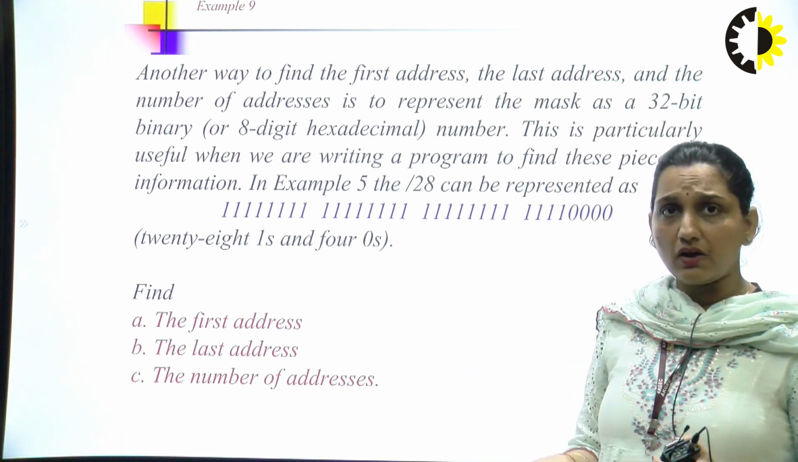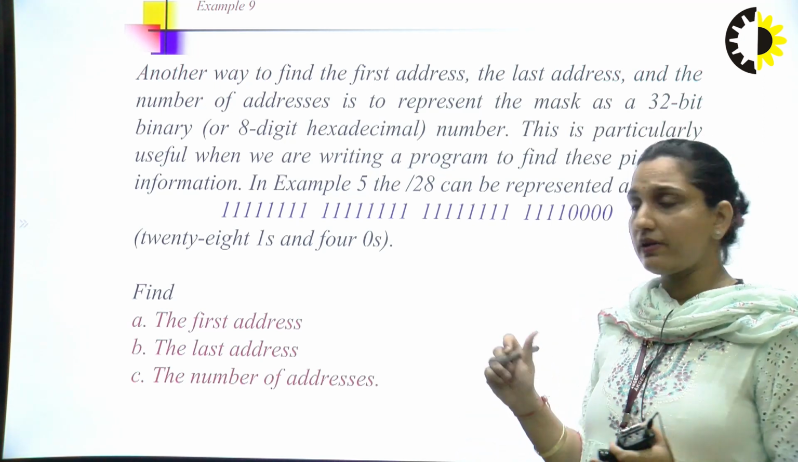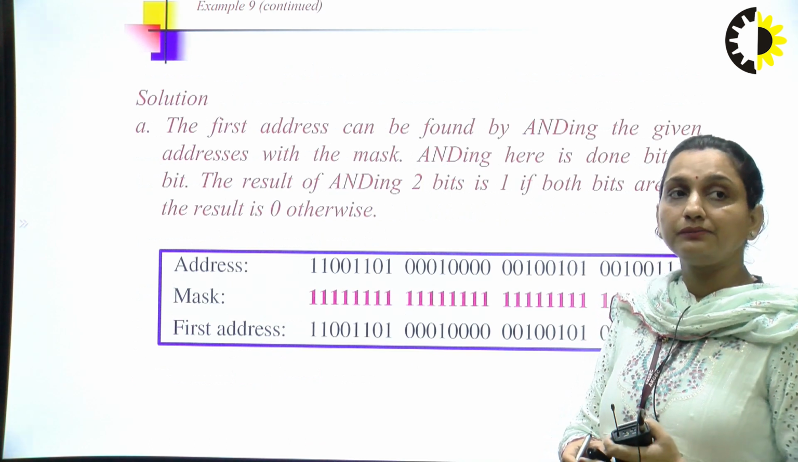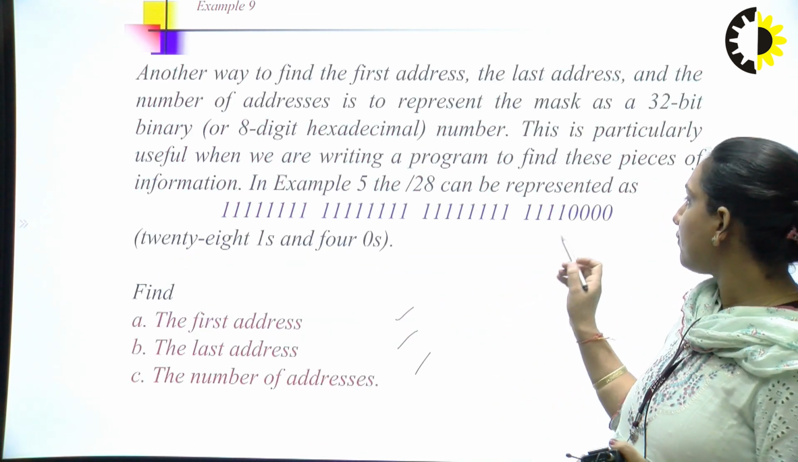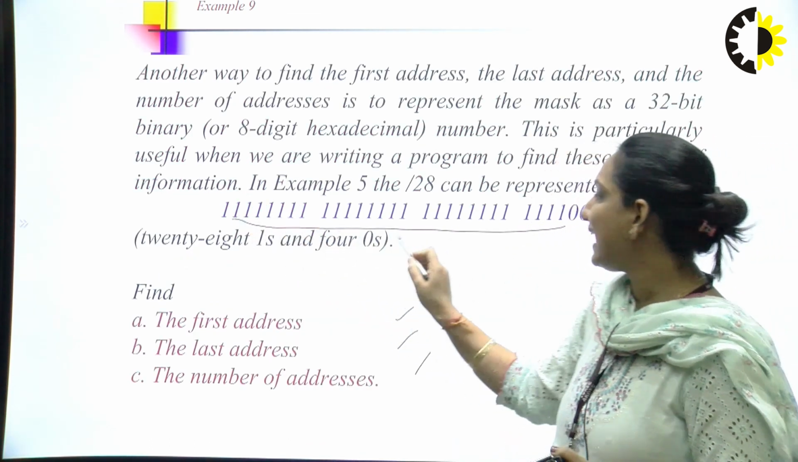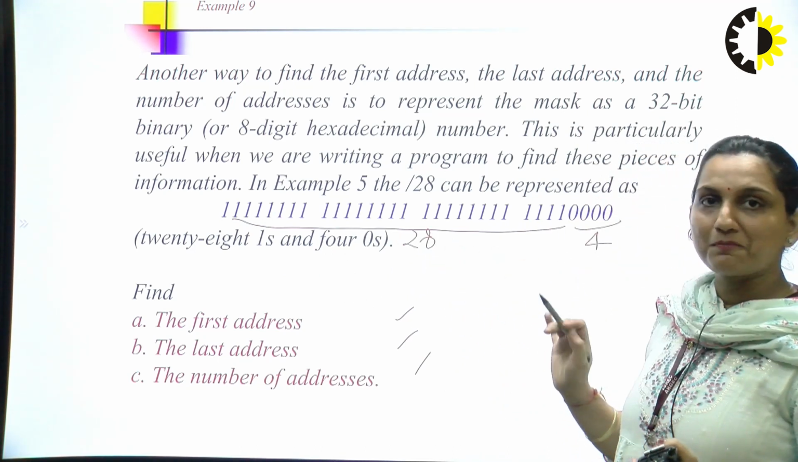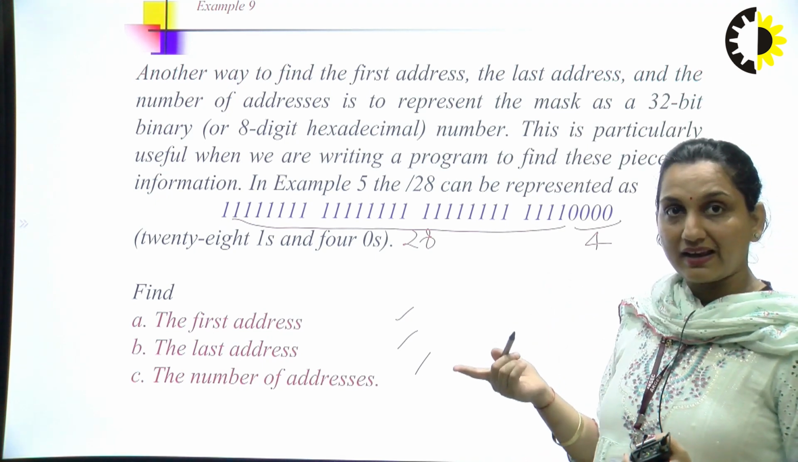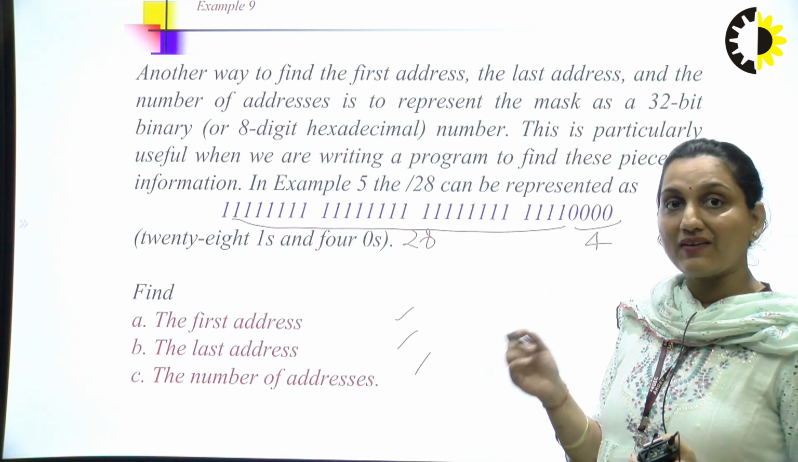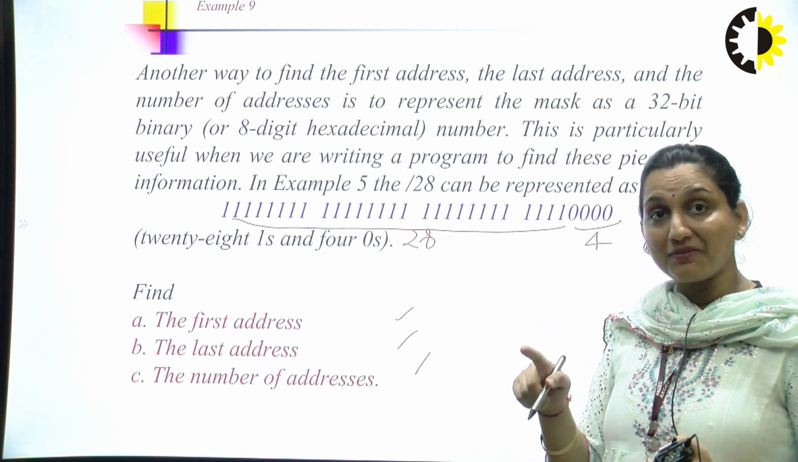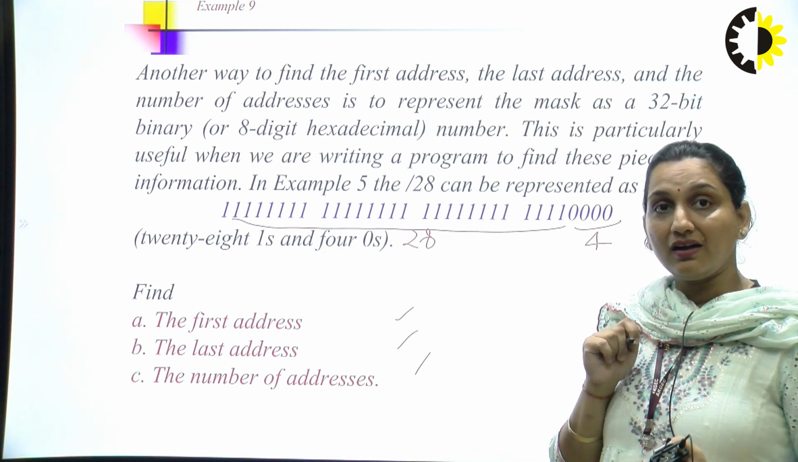But this is another technique to find the first address, last address and address space. What we can do is make a mask. I'm saying it's a mask because all 28 bits are ones and the 4 bits have to be 0. This is my mask. In classful addressing, we have 8 ones, 255.0.0.0.